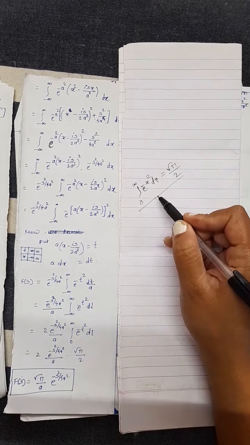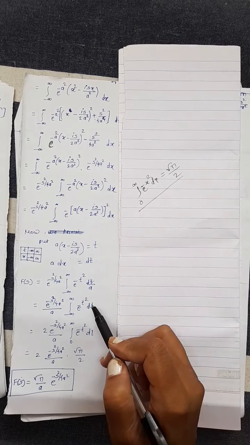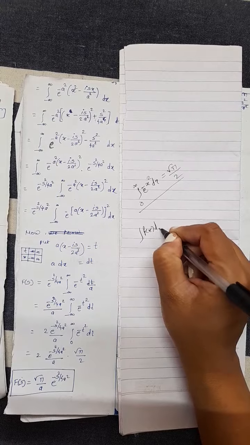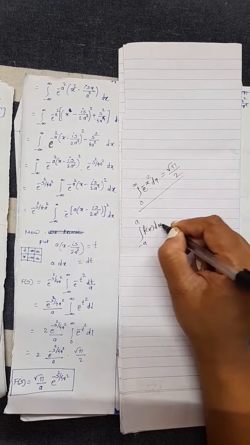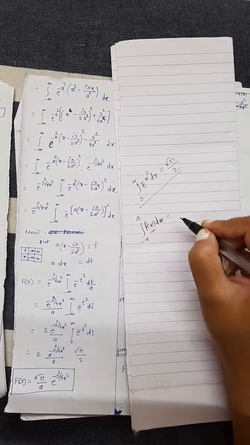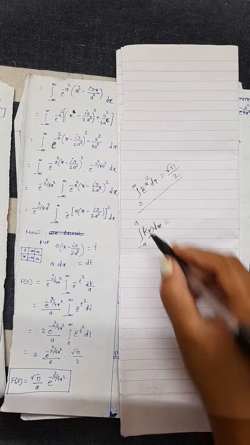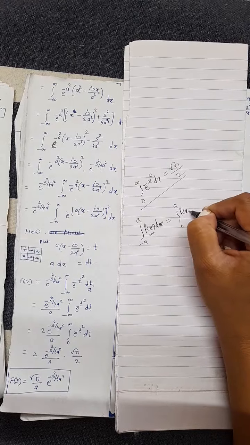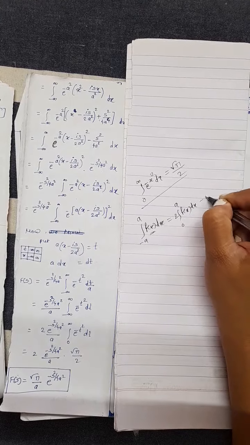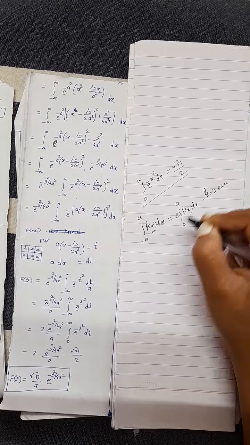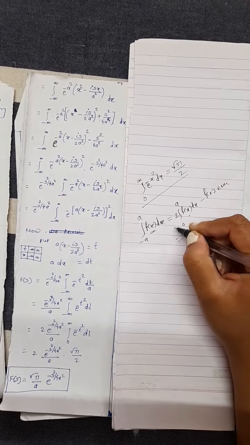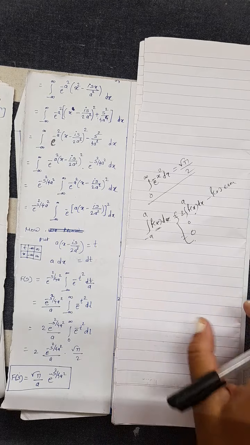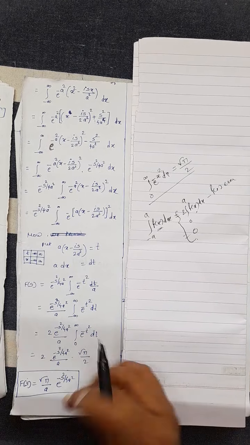Now this is our standard integration from 0 to infinity, but for this integrand we know one more result. If f(x) is even, this integration from minus a to a of f(x) dx becomes 2 times the integral from 0 to a. And if it is odd, its value is 0. This integration result we have already used so many times. Okay, we use this here.